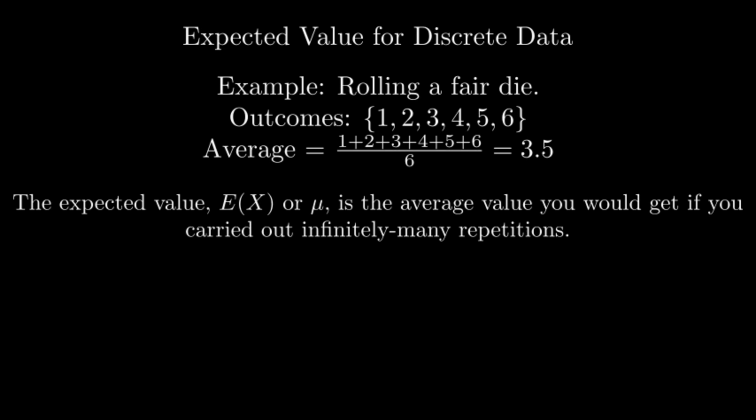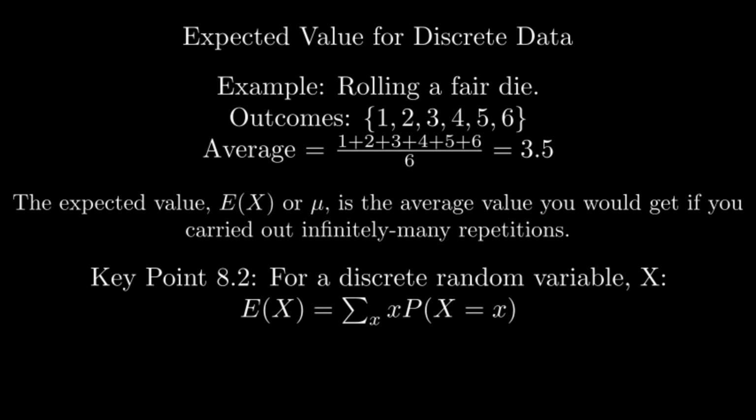This leads us to the formal definition and formula. The formula for the expected value is the sum, for all possible values of x, of the value x multiplied by its probability, P of X equals x. This formula calculates the weighted average we just talked about. Let's break that down. You take each possible outcome, multiply it by the probability that it happens, and then you add all those products together. Let's see how this works in practice.